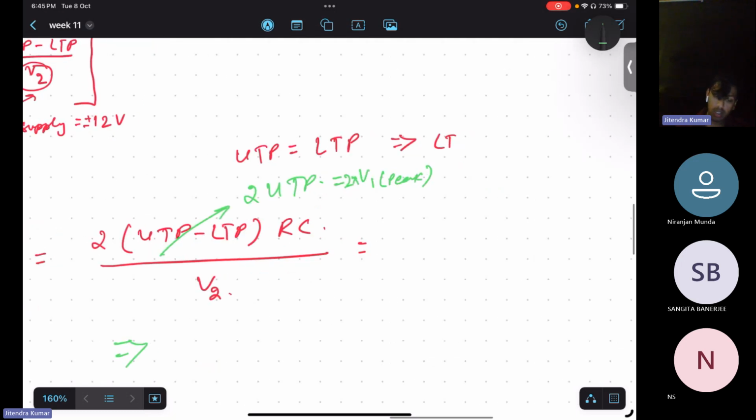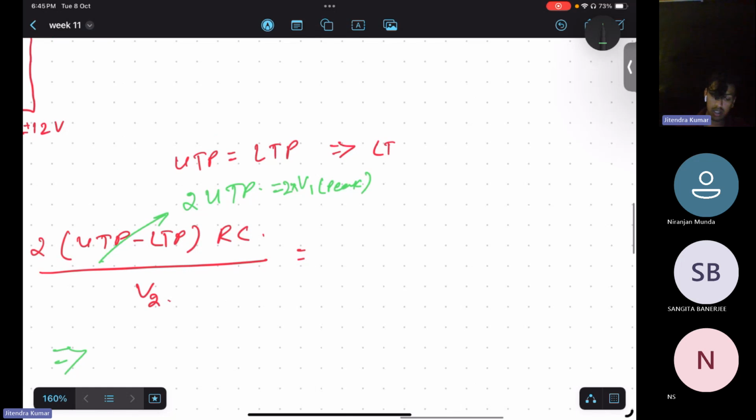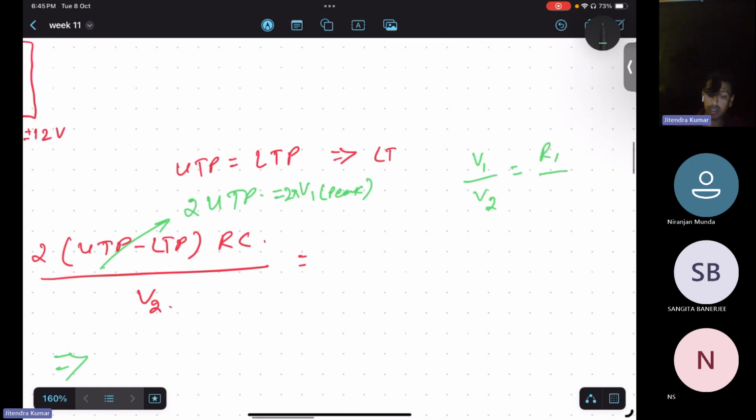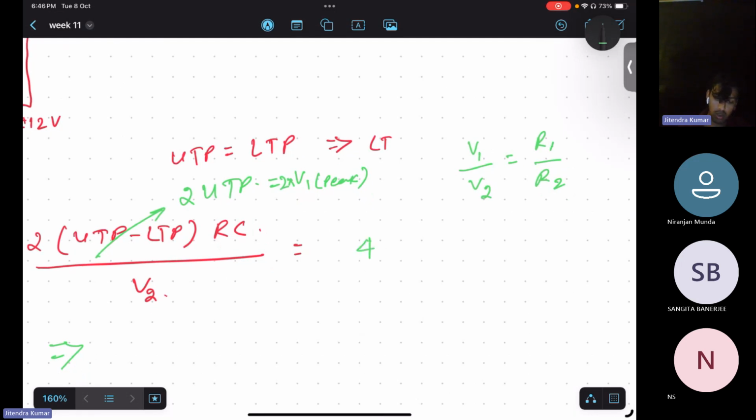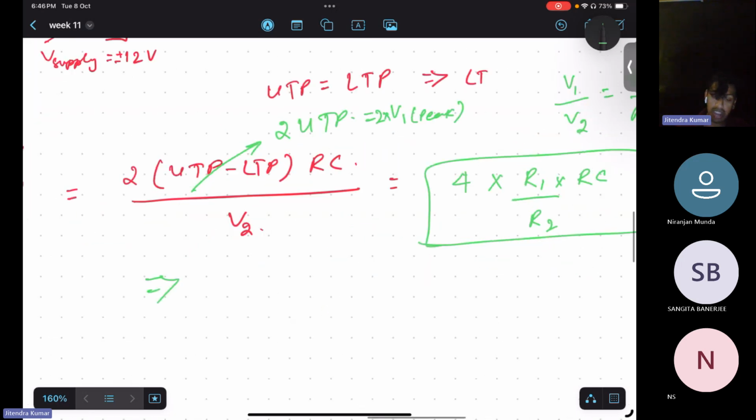Now the relationship between V1 and V2 we have calculated in terms of R1 by R2. So you just need to plug in here, and it is equal to 4 times V1 into RC, where V1 is nothing but R1 by R2. So that is the overall expression of the time period.